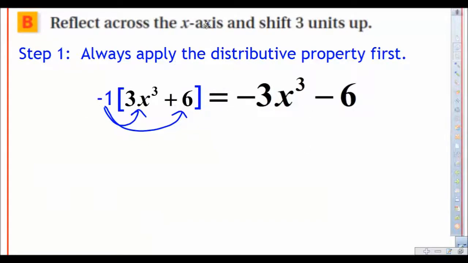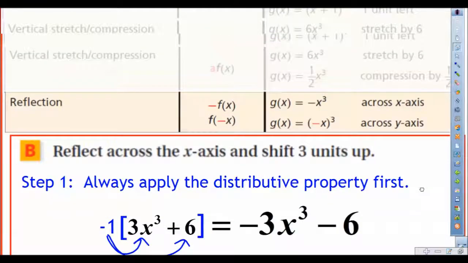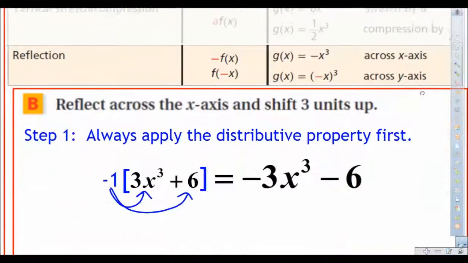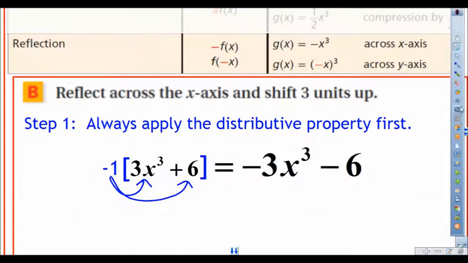Well, the reason why it's a negative 1 is that when you reflect across the x-axis, take a look right up here in that list. The one that's most important here is that reflection right down there. The only thing we're doing is reflecting it across the x-axis. So when we reflect across the x-axis, the only thing we're doing is taking the opposite of what the function is. The opposite is the same as multiplying by negative 1. This is us taking the opposite of 3x cubed and the opposite of plus 6. There it is. So let's move on to step 2.